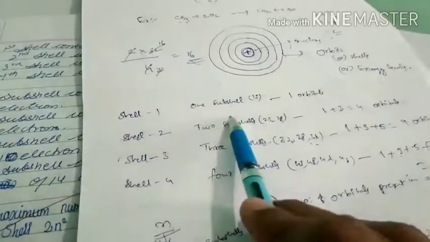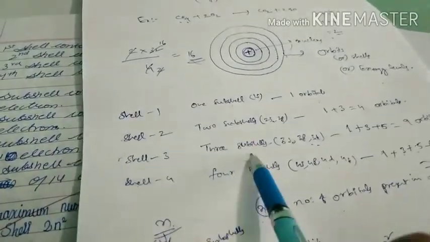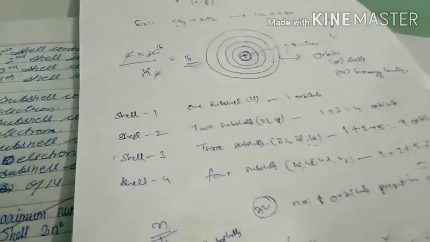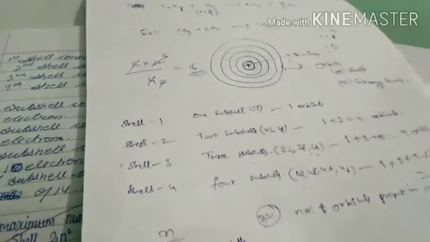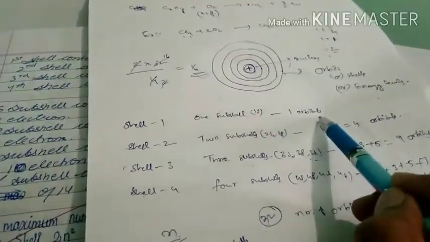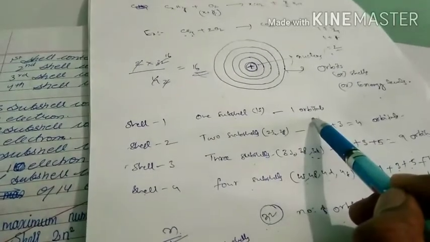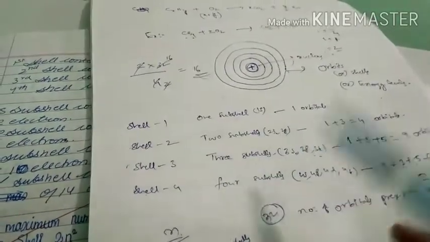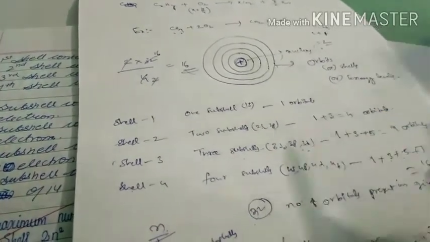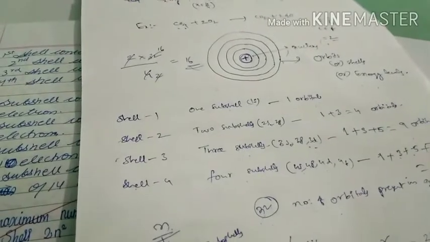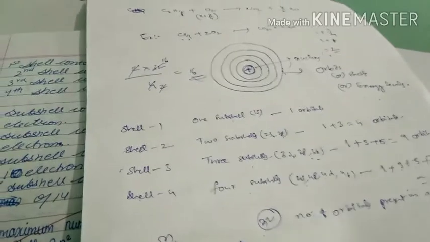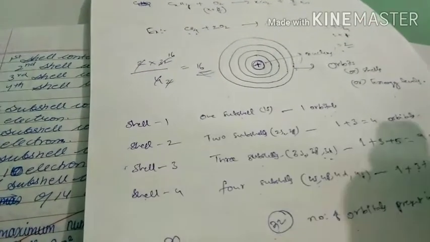First shell contains one subshell. Second shell contains two subshells. Third shell contains three subshells. Fourth shell contains four subshells. Tenth shell contains 10 subshells. 100th shell contains 100 subshells. You have to think like that. Next, subshell contains what? Orbitals. What are subshells? S, P, D, F. These are subshells. Next, orbital contains what? Electrons. Each orbital contains a maximum of 2 electrons. There is no chance of more than 2 electrons in an orbital.